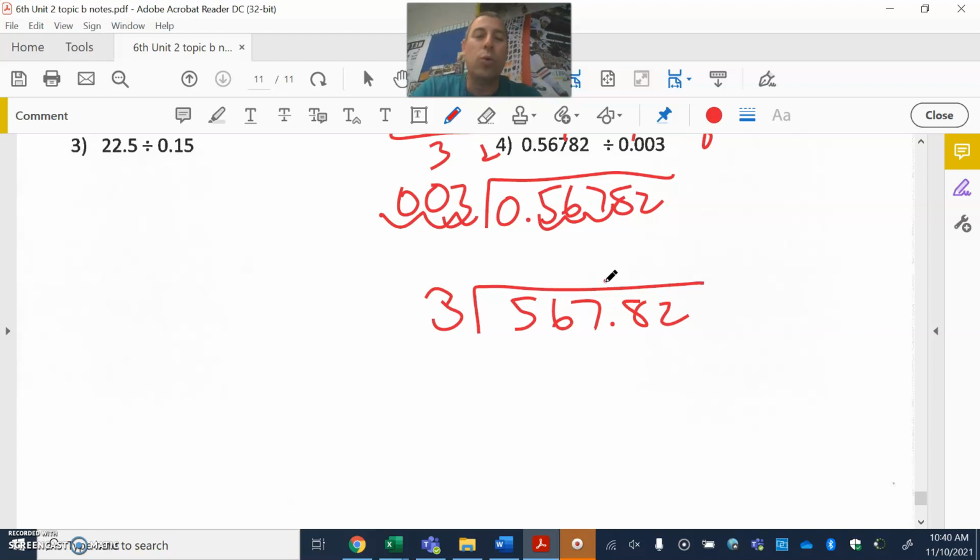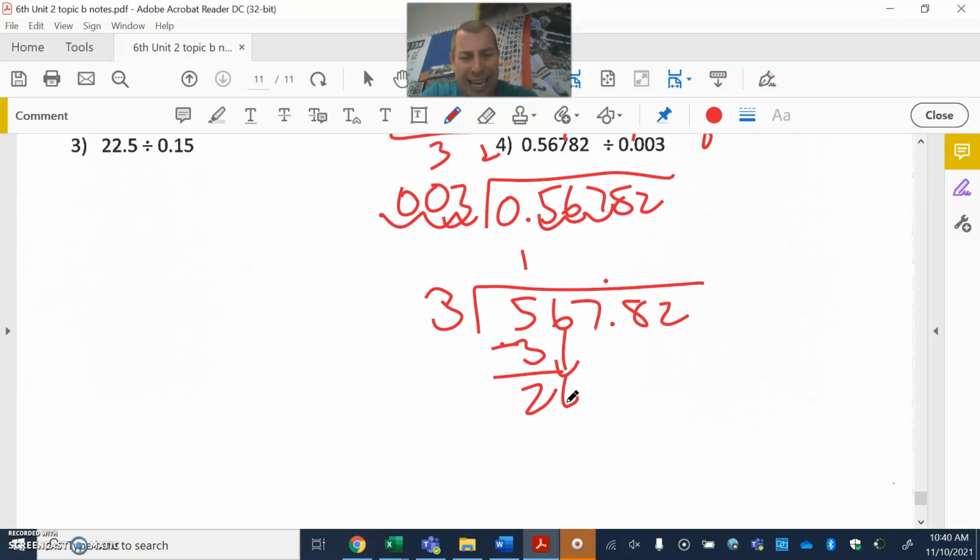How many groups of 3 can you take out of 5? 1. So I'm going to multiply, I'm going to subtract. And if I'm using the algorithm, I am bringing down the next number. If you want to do the box division right here, you're welcome to. You're going to get the same numbers, you're just bringing up that particular number.